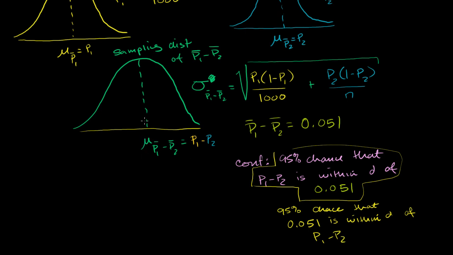So we need to figure out some distance around this mean, where if we take a random sample from this distribution, it has a 95% chance of being within d of this mean. Because if it's within d of the mean, then there's also a 95% chance that the mean is within d of our sample. And then we'll have our confidence interval. Our confidence interval will be this value plus d, and this value minus d. So what is the distance d?